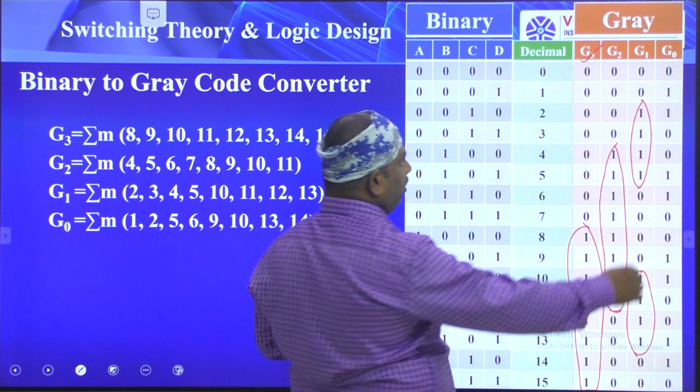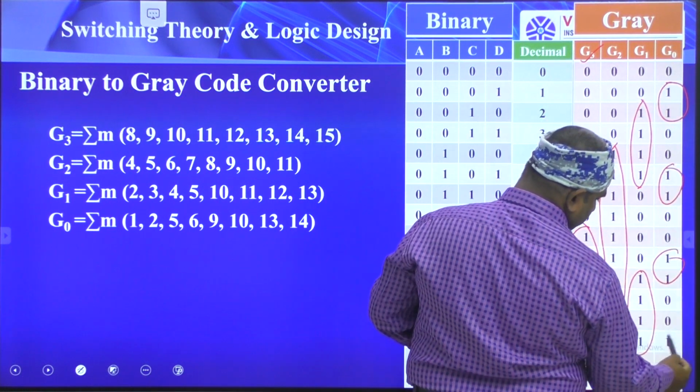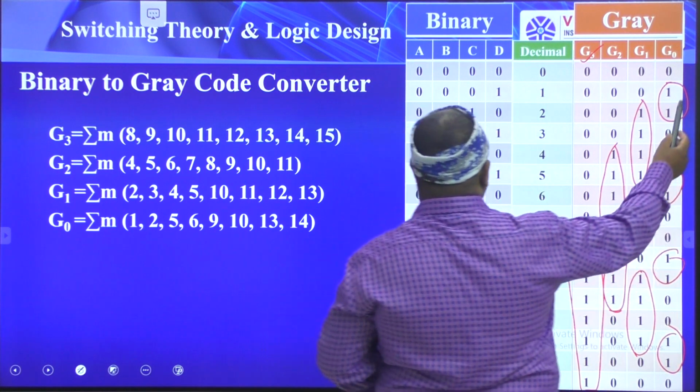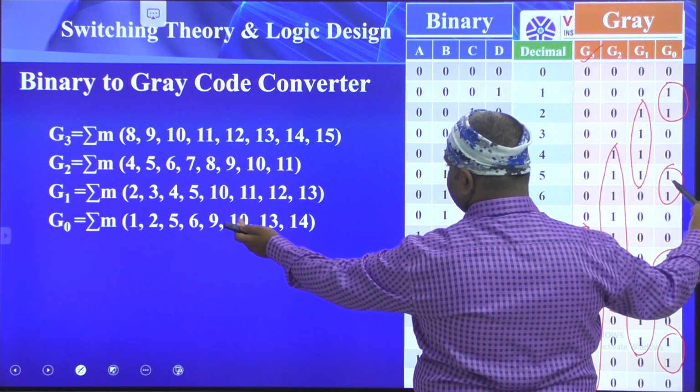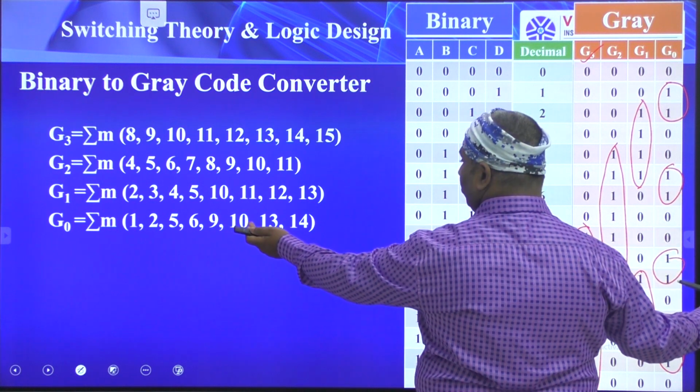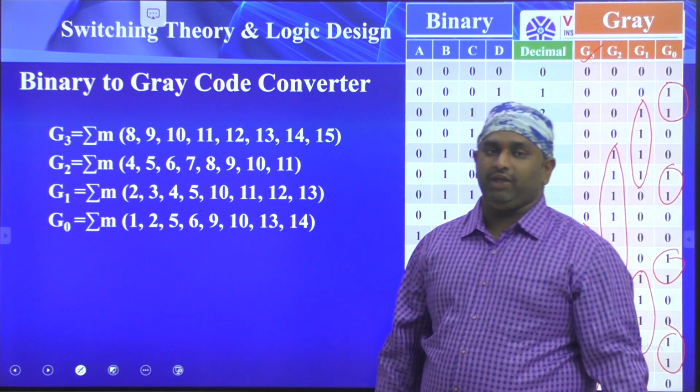Next coming to G0. Here 2, here 2, here 2, here 2, total 8 min terms are there. That is 1, 2, then 5, 6, and 9, 10, and 13, 14. So these are the corresponding values for G0.